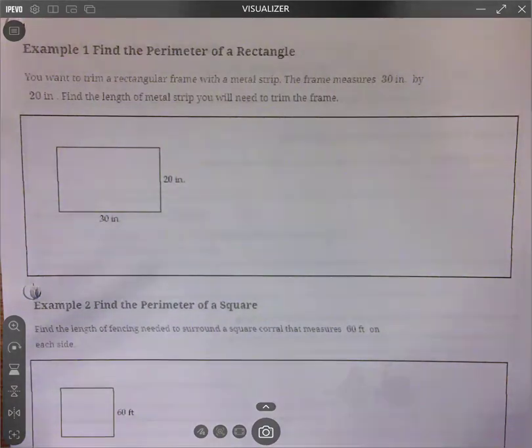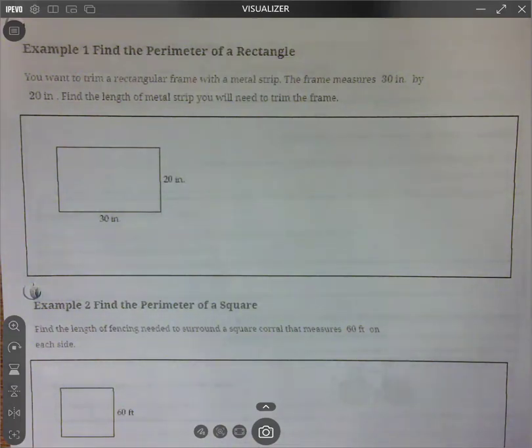Hello, and welcome to lesson 7.3, finding area and perimeter. So we're going to start out with just some basic shapes, and then we'll work into some that are a little bit more complex. So our first one is finding the perimeter of a rectangle.